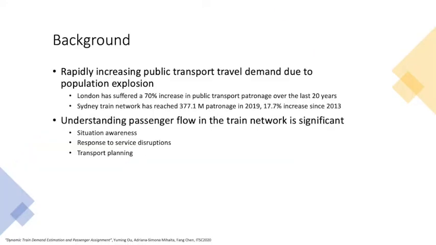In recent years, public transport travel demand has been rapidly increasing as more and more people live in cities. For example, London has had a 70% increase in public transport patronage over the last 20 years. Another example, the Sydney train network reached more than 370 million trips in 2019, more than a 70% increase since 2013. Given this situation, understanding passenger flow in the train network is significant.